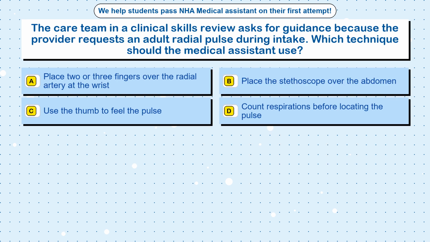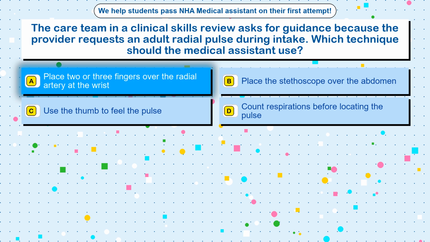Question 67. The care team in a clinical skills review asks for guidance because the provider requests an adult radial pulse during intake. Which technique should the medical assistant use? Option A, place 2 or 3 fingers over the radial artery at the wrist. Option B, place the stethoscope over the abdomen. Option C, use the thumb to feel the pulse. Option D, count respirations before locating the pulse.